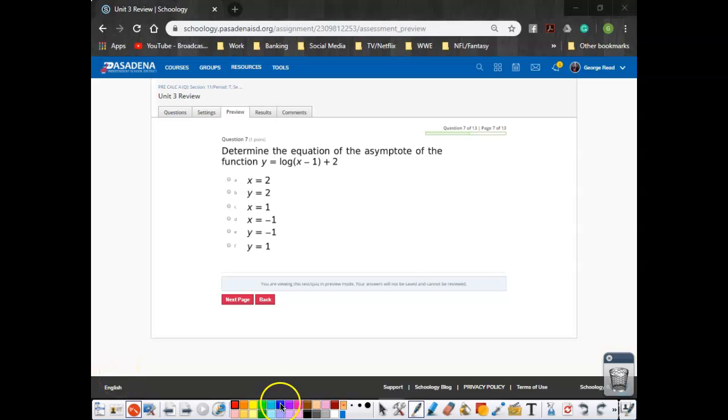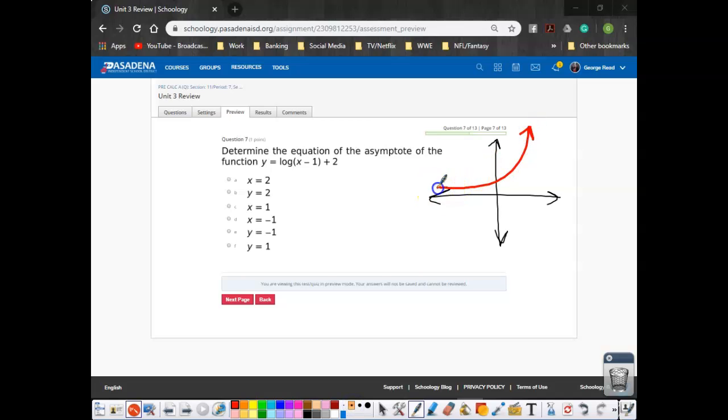Okay, so determine the equation of the asymptote of the function y equals log of x minus 1 plus 2. So again, remember that the log and the exponential are inverses of each other. So if I have the exponential, it looks like this.